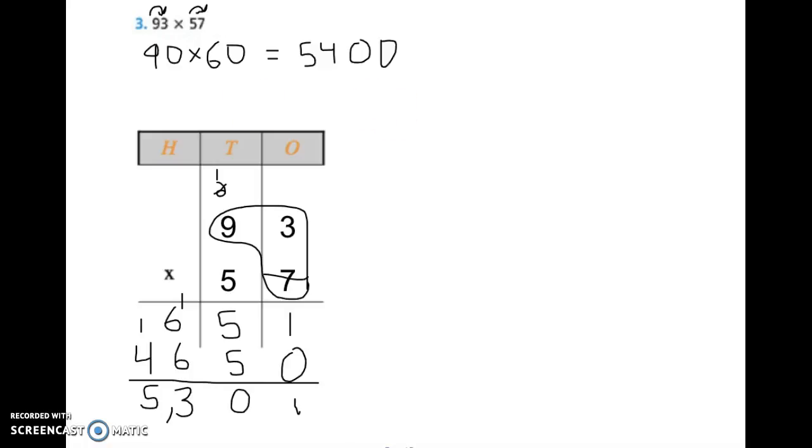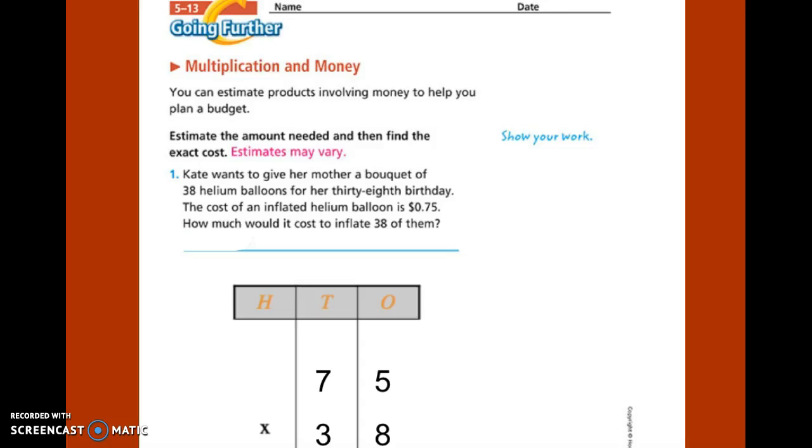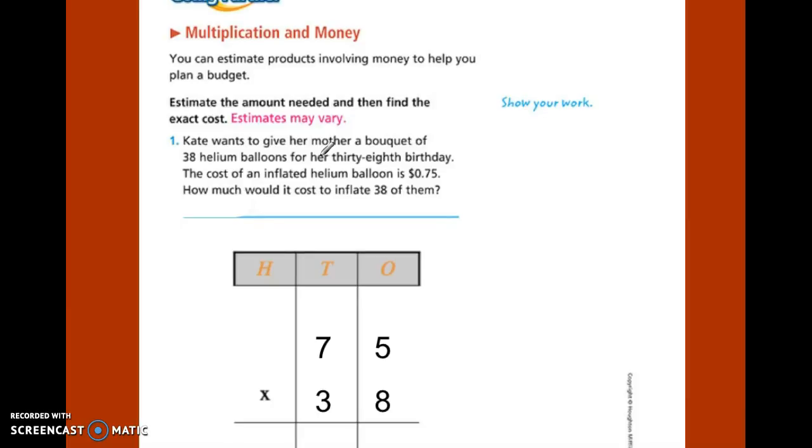All right, we're going to do one more that you can practice. This time it's a word problem, so I'll help you kind of work through it, and then you can find the estimate and the exact answer for this one. Now, this is multiplying money, so there is one little thing that we're going to learn about money as we do this as well.